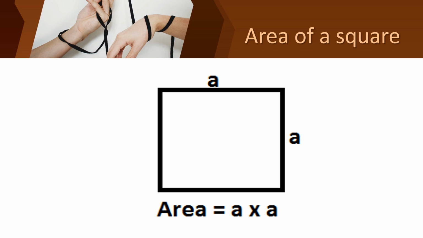See the side which is marked as a. That is one side, and again this is also one side. So all the sides are equal in a square. So we can multiply side into side. So side into side, square units. That is square centimeter or square meter. Children, we can write anything.